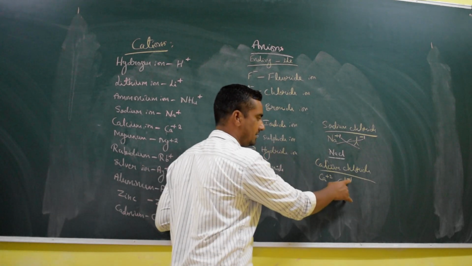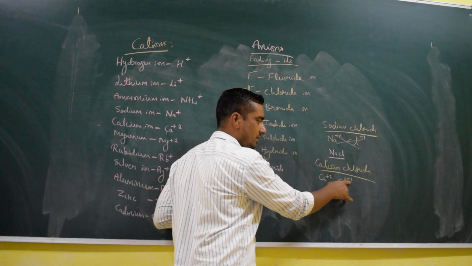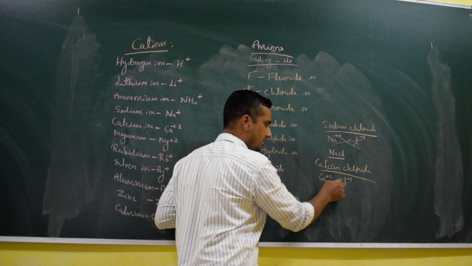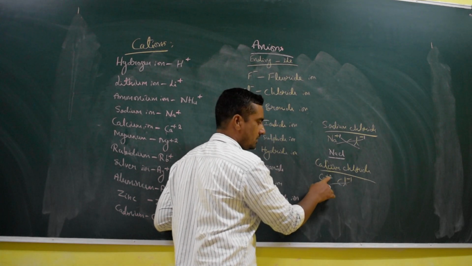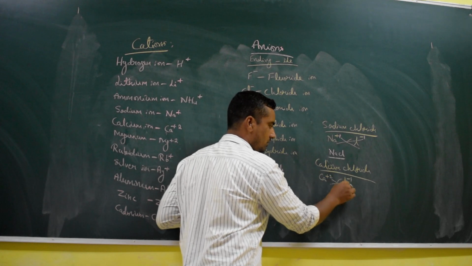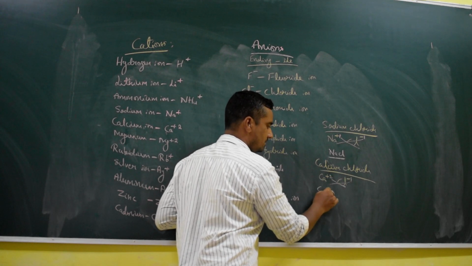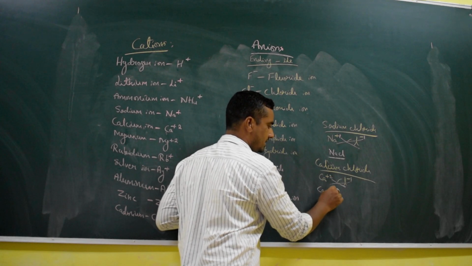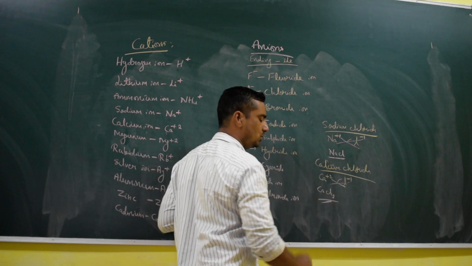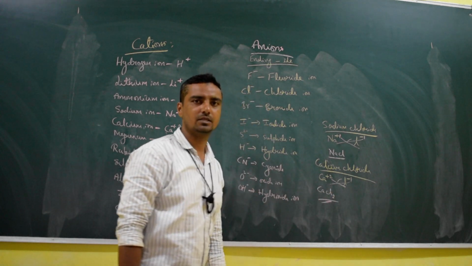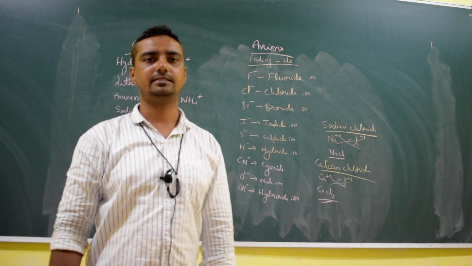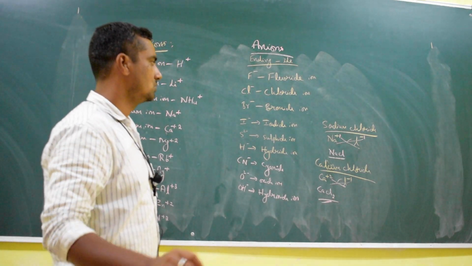This 1 comes down here, and this 2 goes here. Then it becomes Ca1 Cl2, that is CaCl2, calcium chloride. I'll give one more example.